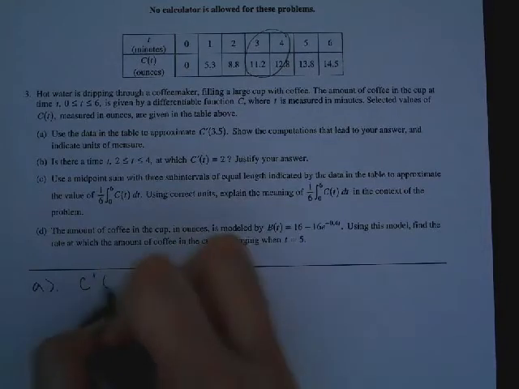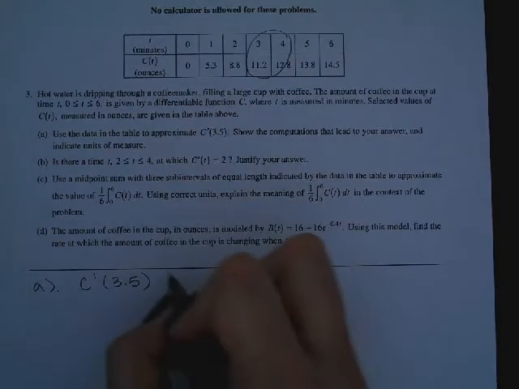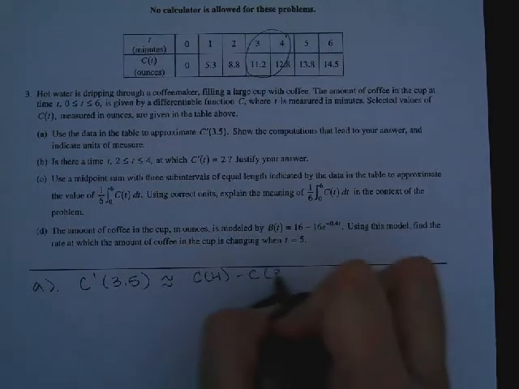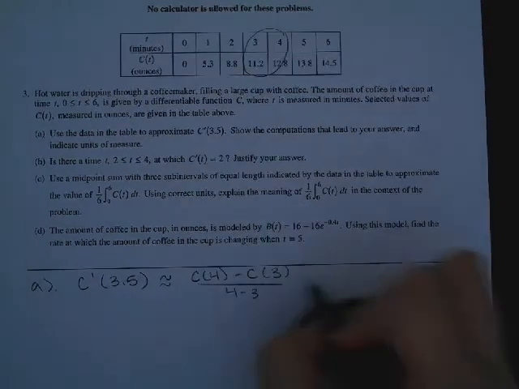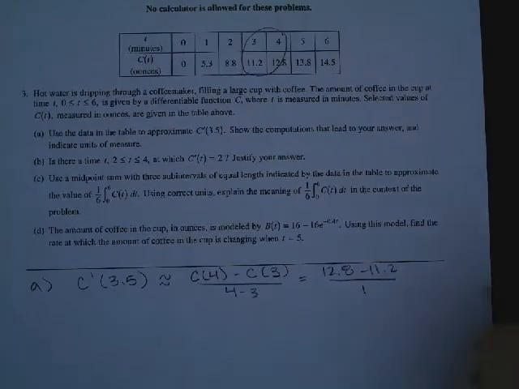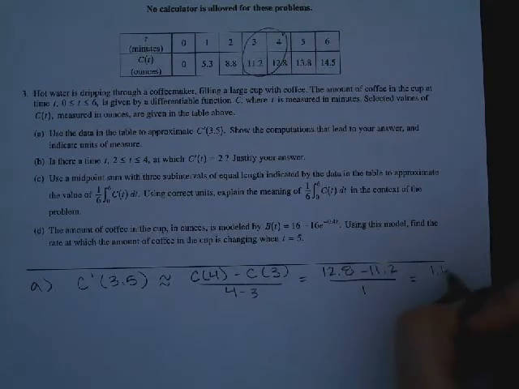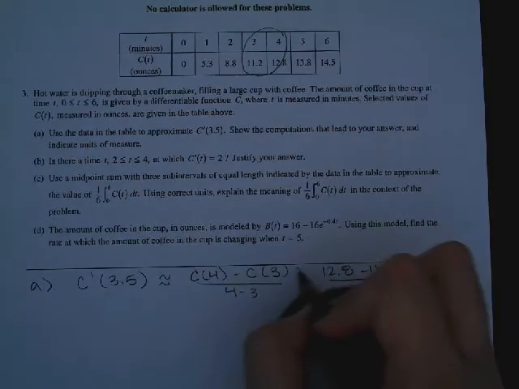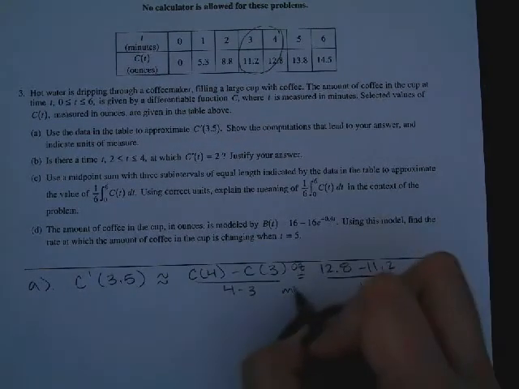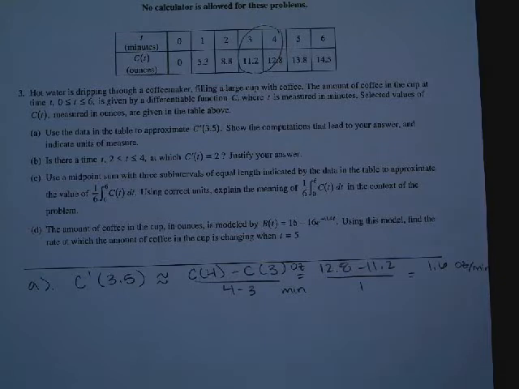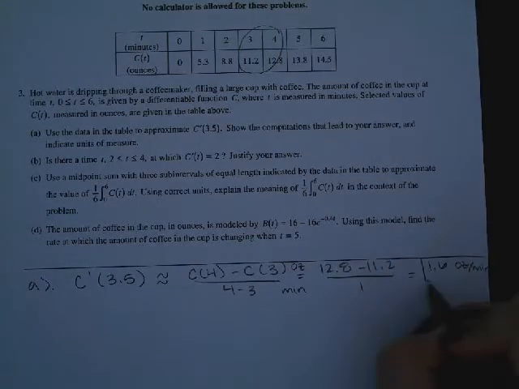So C prime of 3.5 is going to be approximately C of 4 minus C of 3 divided by 4 minus 3, which is 12.8 minus 11.2 over 1, 1.6. And then the units: we're going to do the units from Y divided by the units from X. So that was ounces and then minutes, and so that's ounces per minute. They wanted that unit of measure, so that's good. So 1.6 ounces per minute is the answer for part A.